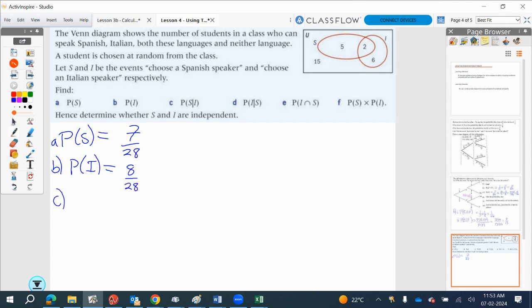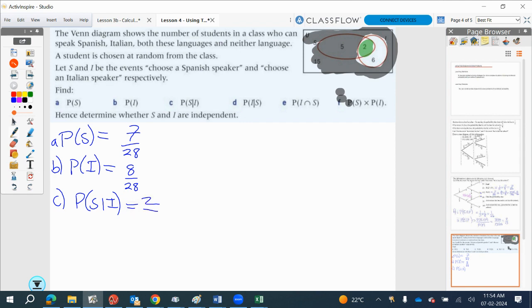C. We need the probability of S given I. For this one, I has occurred, so this part of the Venn diagram disappears. We now want to find the probability of this out of the total. So this one is going to be 2 out of 8. D. 2 over 7.